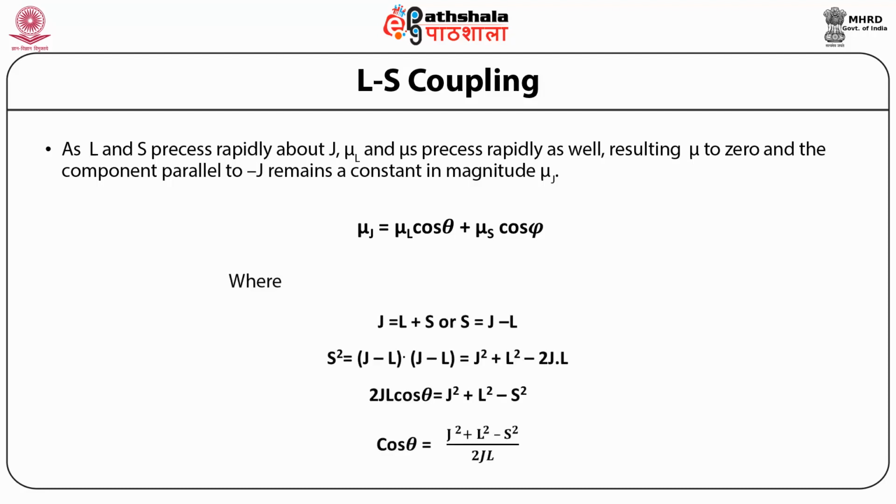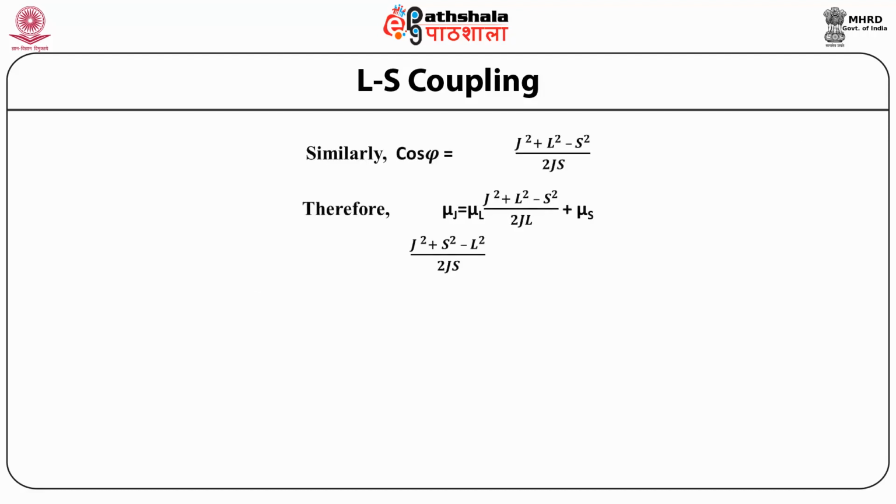So S squared is equal to (J minus L) dot (J plus L)... that is, J squared plus L squared minus 2JL. Now 2JL cos theta is equal to J squared plus L squared minus S squared, deducing cos theta is equal to L squared plus J squared minus S squared upon 2JL. Similarly, one can write down cos phi is equal to S squared plus J squared minus L squared upon 2JS.